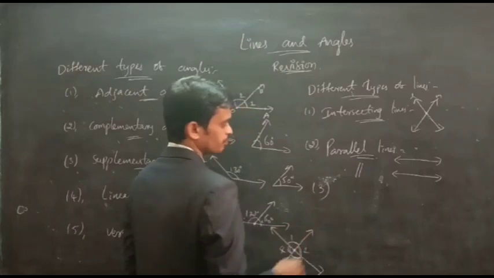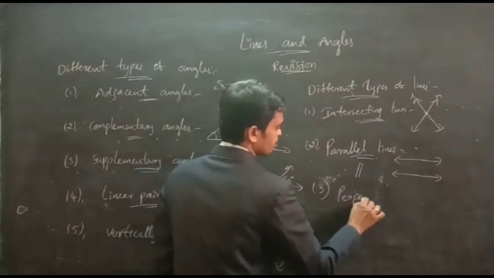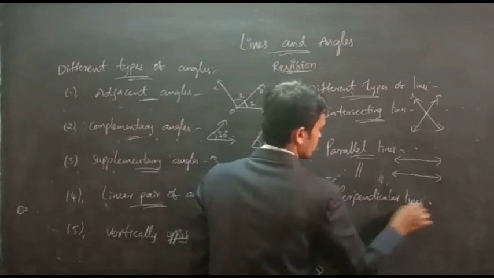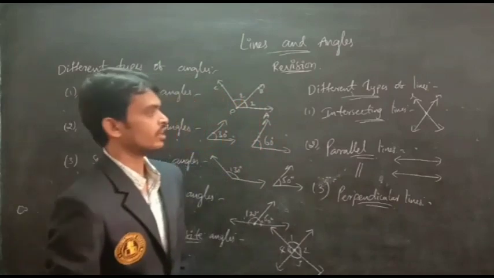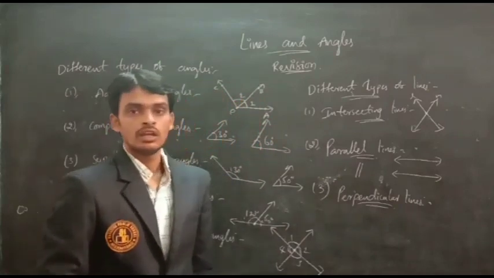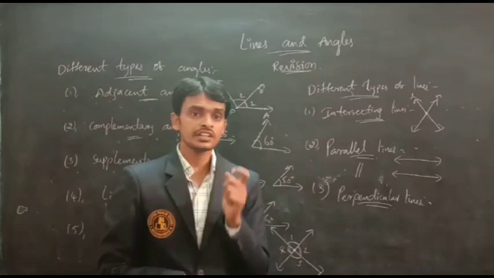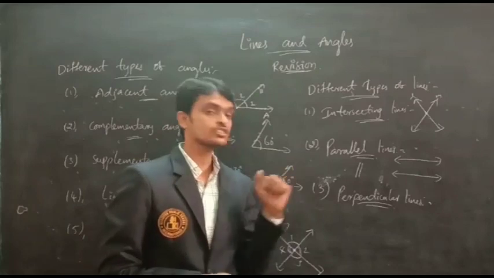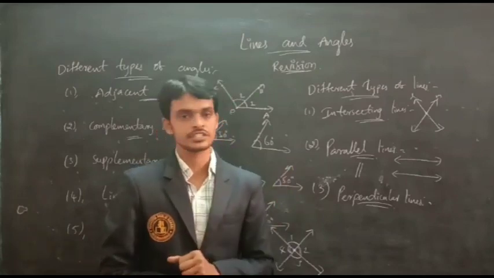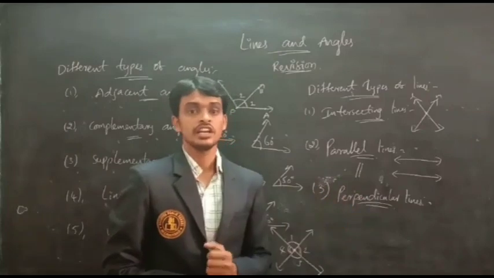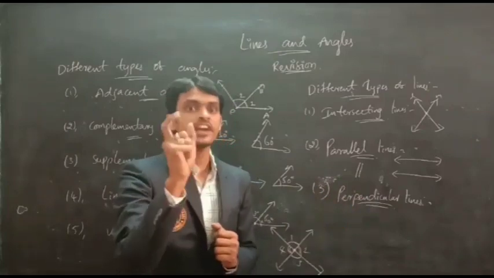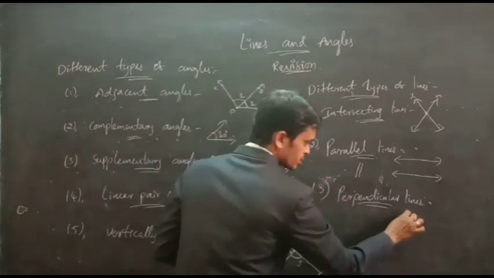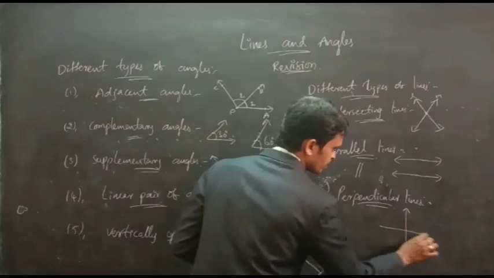And third one, perpendicular lines. If two lines intersect at right angles, then the lines are called perpendicular lines. See, this is an example. This is a diagram of perpendicular lines.